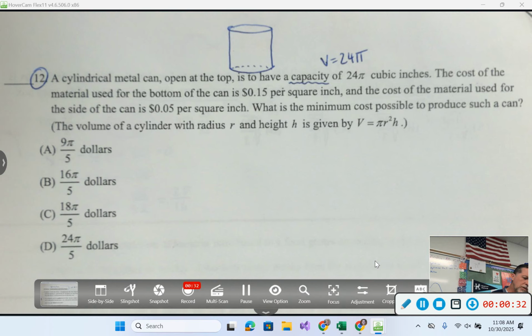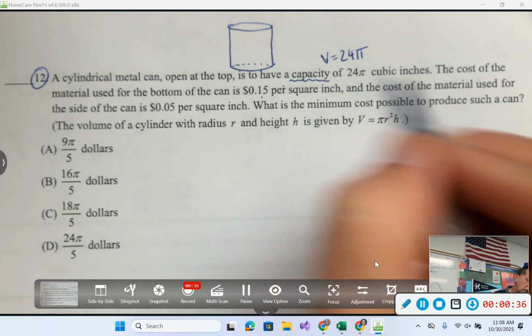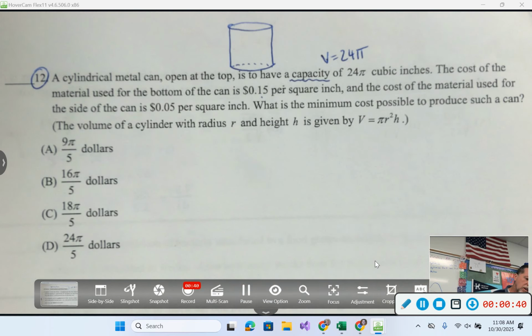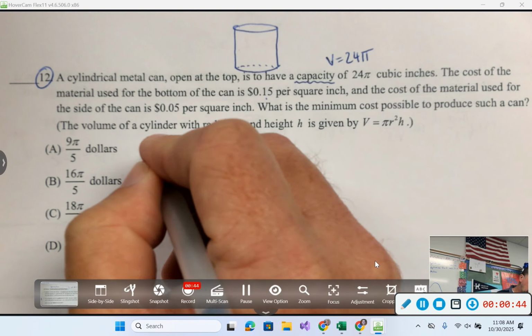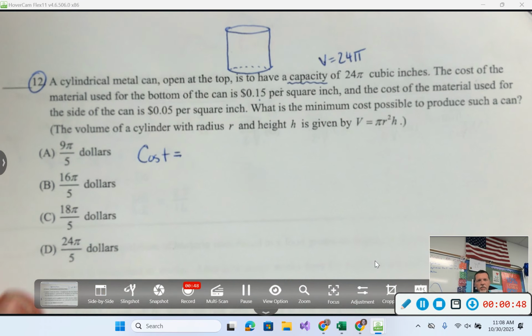The cost of the material used for the bottom of the can is 15 cents per square inch. The cost for the side of the can is 5 cents per square inch. What is the minimum cost possible to produce such a can? Okay, cost is what we want to minimize, so let's write that equation first.